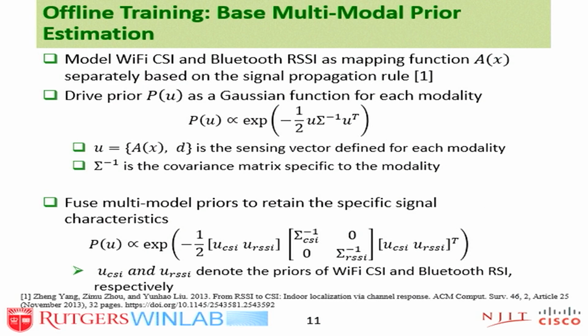To be specific about our multi-modal prior, we first model the Wi-Fi CSI and Bluetooth RSSI as mapping functions, which reflect the transformations from the signal magnitude to the estimated positions. Based on these mapping functions, we derive Gaussian prior distributions based on the sensing vector, which includes such mapping functions. As you can see from these equations, sigma indicates the covariance matrices specific to each modality. To incorporate the multiple modalities, we fuse the priors of the CSI and RSSI into a joint distribution, as shown in the probability at the bottom.